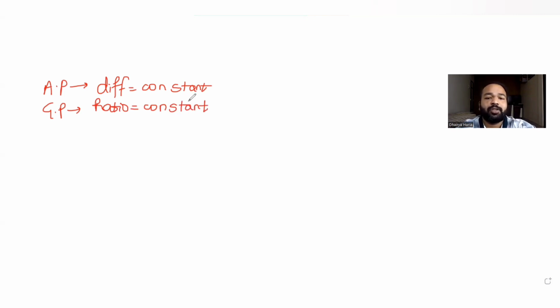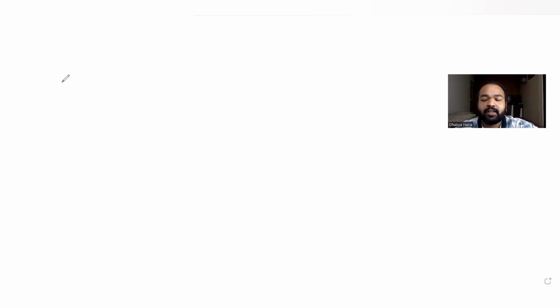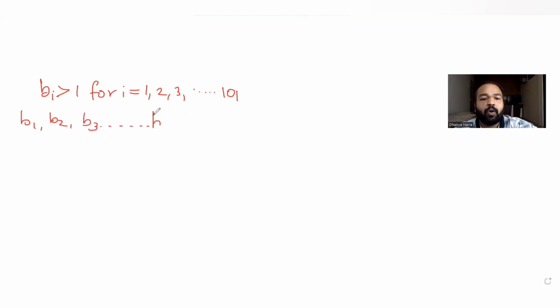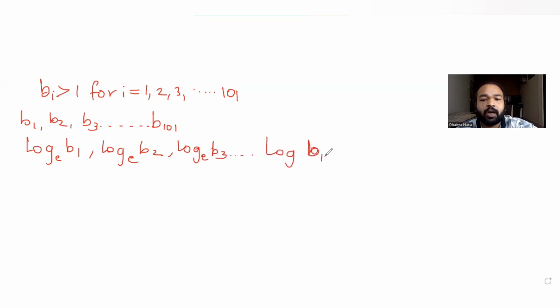So let's first understand the question. It says: let b_i be greater than 1 for i equals 1 to 101, right? If I see this, it's telling me that there are 101 terms, b1, b2, b3 and so on till b101. Further, it tells us, suppose log b1, then log b2 having base e, log b3 having base e, till the 101st term, log b101.